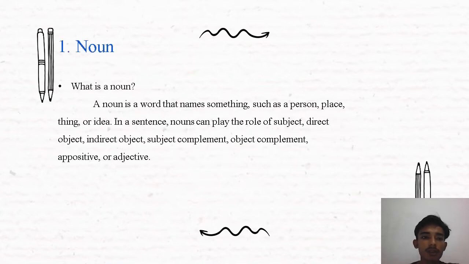First one is noun. What is noun? A noun is a word that names something such as a person, place, thing, or idea. In a sentence, nouns can play the roles of subject, direct object, indirect object, subject complement, appositive, or adjective.